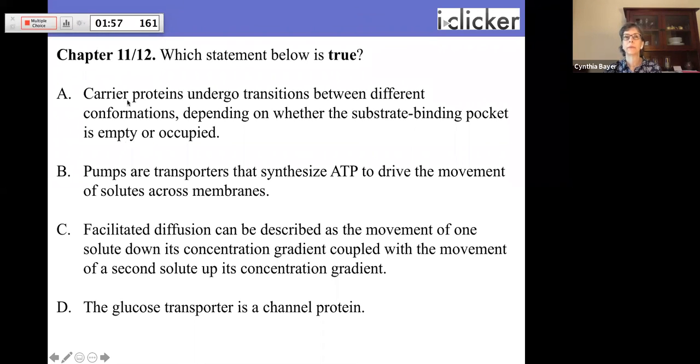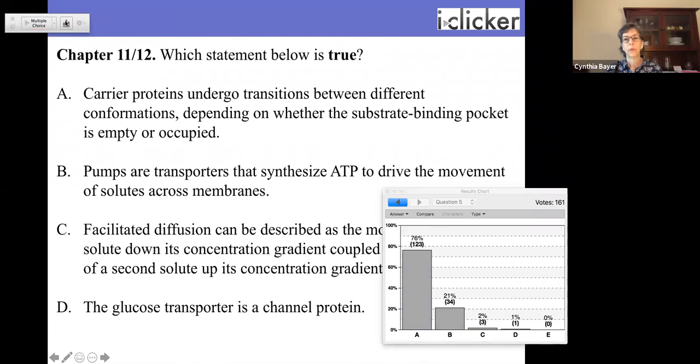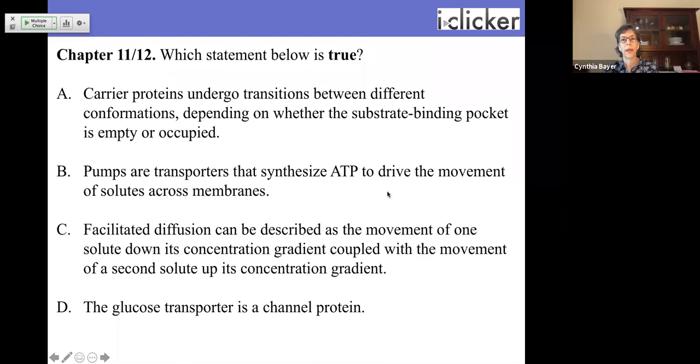All right, let me close it up. So the one statement that is true is, let's see, A. Only A is true. So let's find out what is wrong with some of the other statements. So A is true.